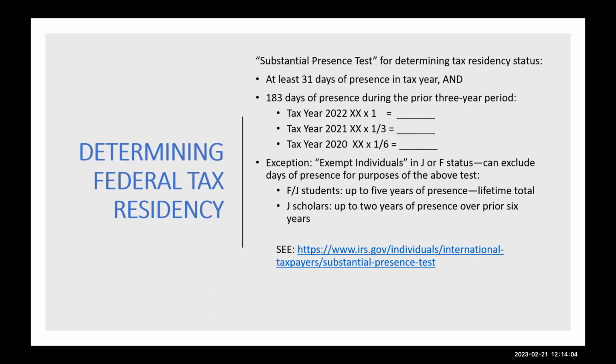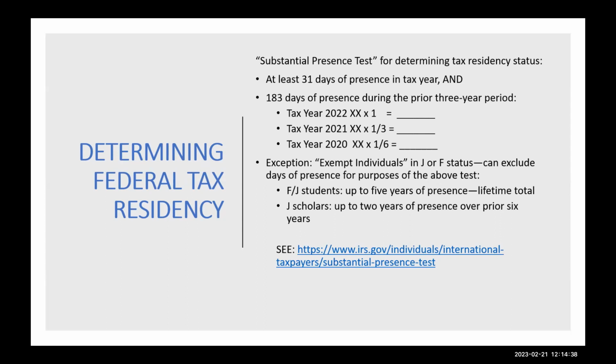F and J students, you can have up to 5 years of presence in the United States in those statuses. And you can exclude counting days of presence during those 5 years. So J scholars are a bit different. You can exclude counting days of presence for up to 2 years of presence over the prior 6 years. So it's a very different approach.